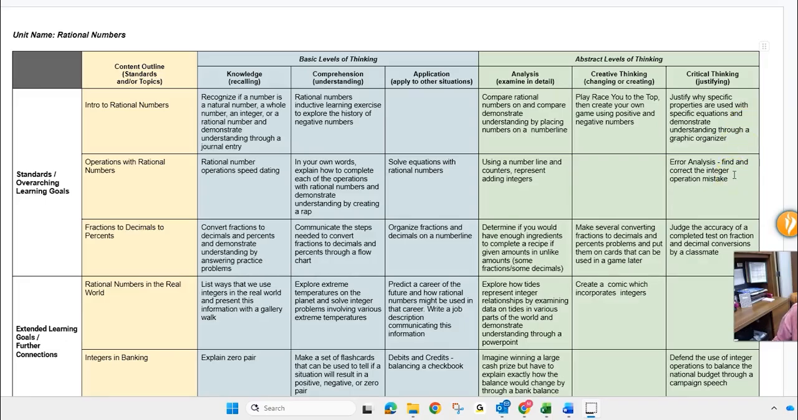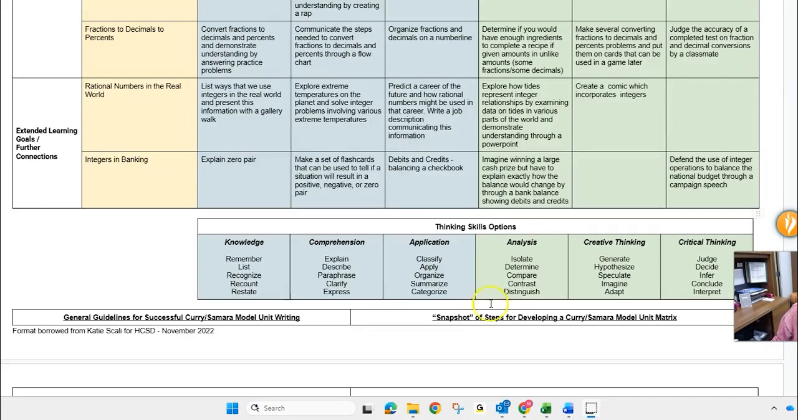Or the error analysis. To me, this is a great one with math. Find and correct the integer operation mistake that she has given them or that another person in their class, a peer, has given, and explain why. And we all know if we explain something to someone else or even to ourselves why something was wrong in a flow chart, then we really start understanding it. So in using the verbs, for me to start going towards analysis, creative thinking, and critical thinking, once I know that they understand the basics, that really helps.